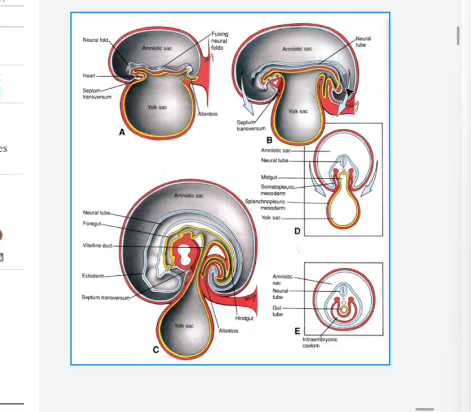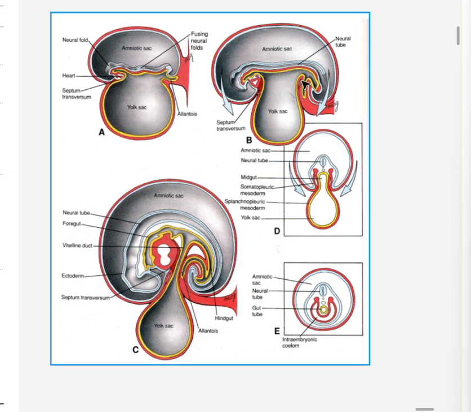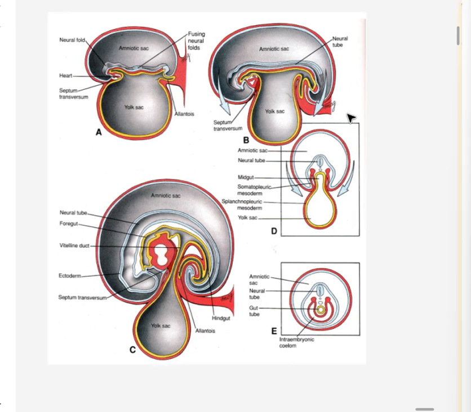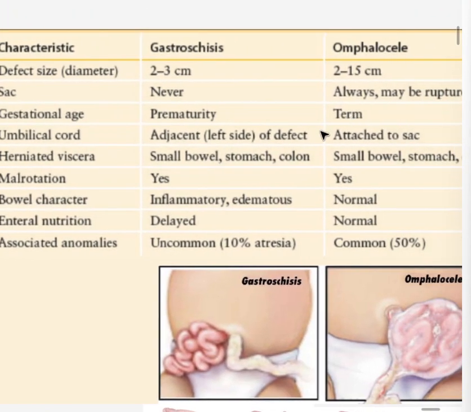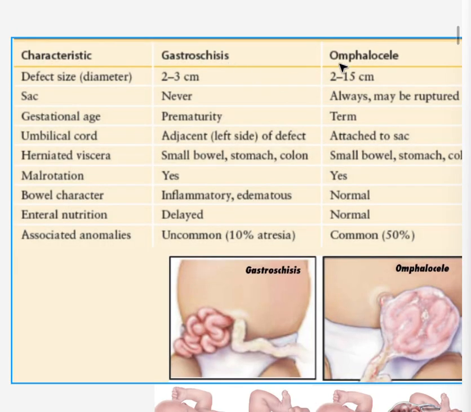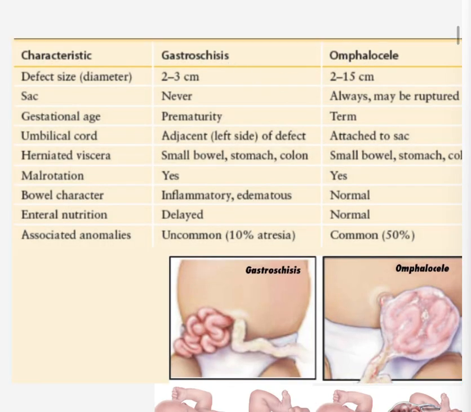And then we have a caudal tail fold. So this is your caudal tail fold. And if anything goes wrong here through the caudal tail fold, you get something like bladder exstrophy. So we're going to look at the lateral folding here. Now, if there's a failure of proper closure, we get two ventral wall defects. We get gastroschisis and we get omphalocele. Now, let's look at them.